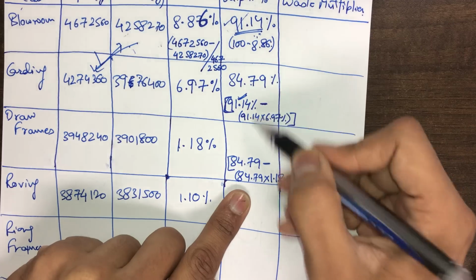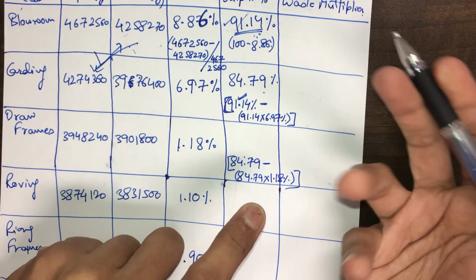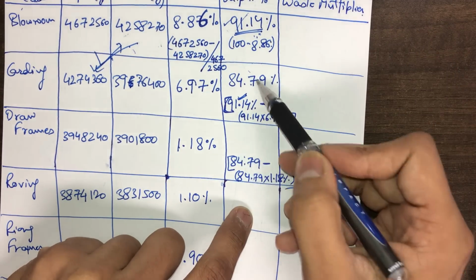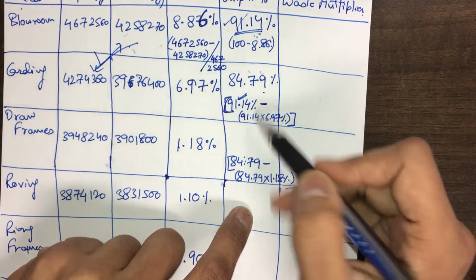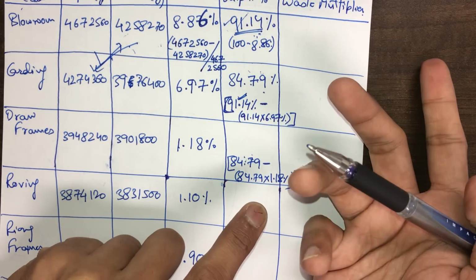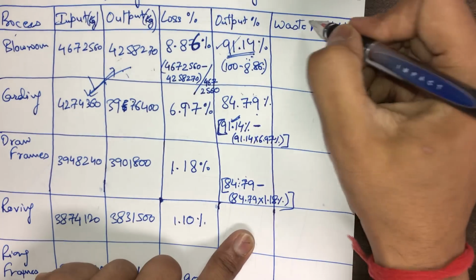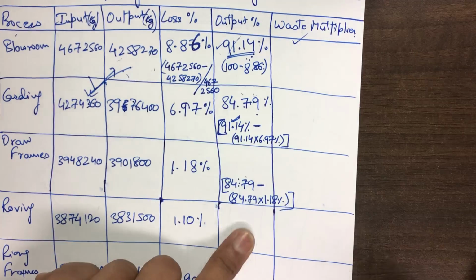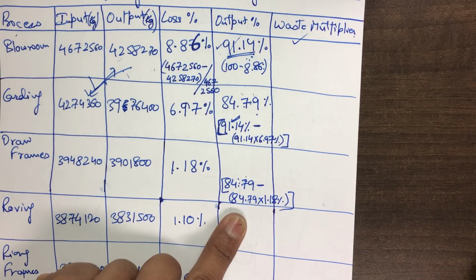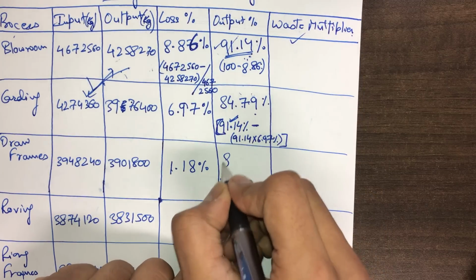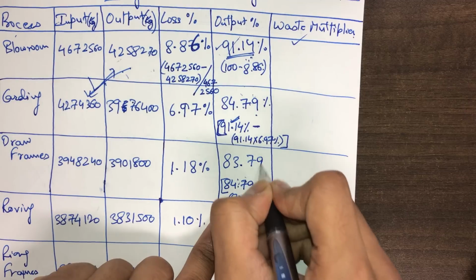I'm just making the input and output of two processes equal. By making the input and output of two processes equal, the output of each process is comparable. If it becomes comparable, the waste multiplier can be easily computed. So, the output of the third process will be 83.79%.